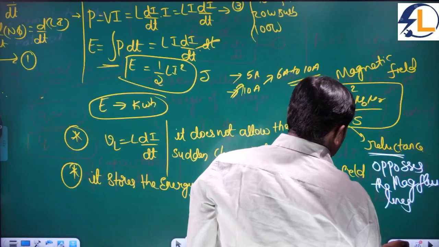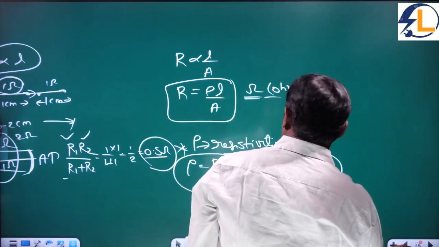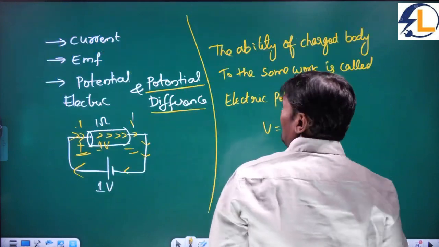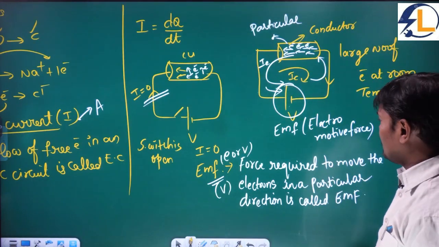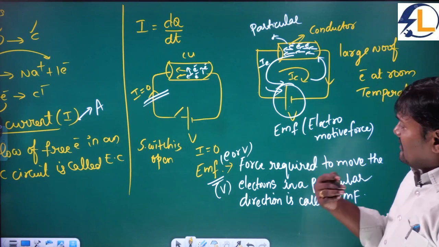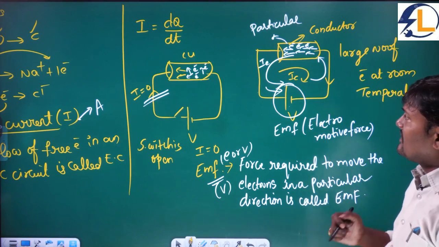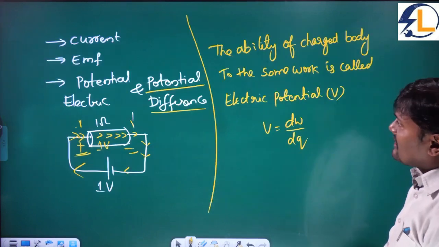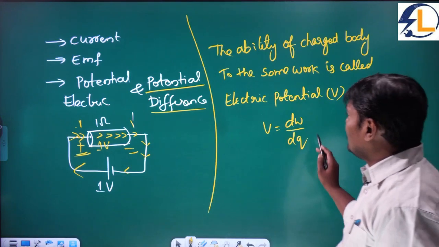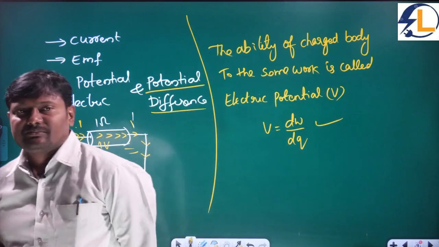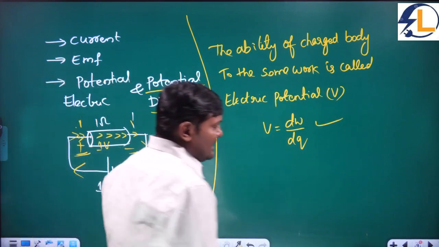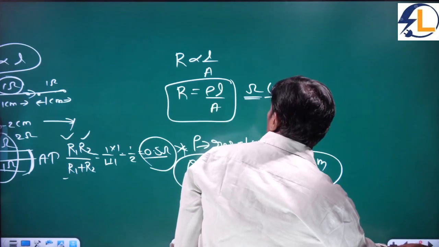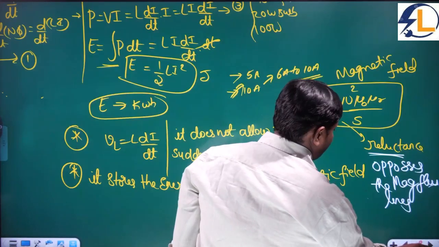Okay, and the classification is very important. There are 5 classifications: active elements and passive elements, linear elements and non-linear elements, lumped elements and distributed elements. So this is the complete picture of the classification of the elements.